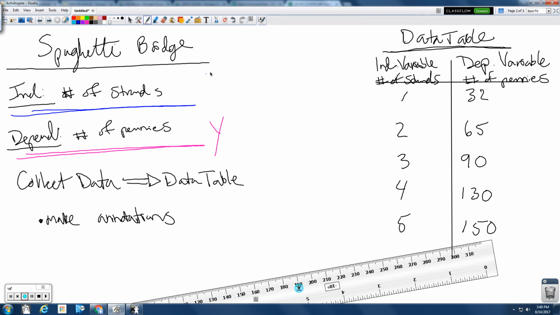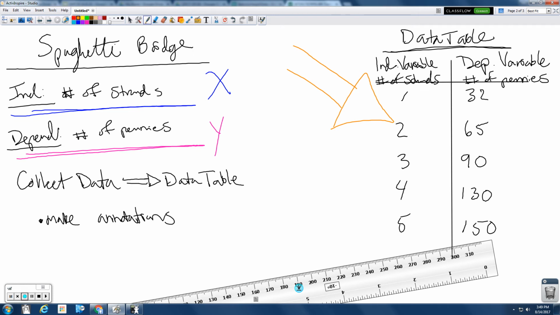And so we investigated the relationship between the number of pennies, or the weight, as a function of the number of spaghetti strands we used. I've got some made-up data over here in this data table. Recall that we are going to use a data table anytime we record data. Keep it nice and organized. I saw many groups doing a fantastic job of having nice, clean, organized data tables, and that is fantastic.